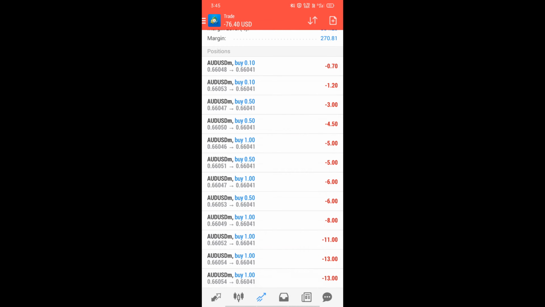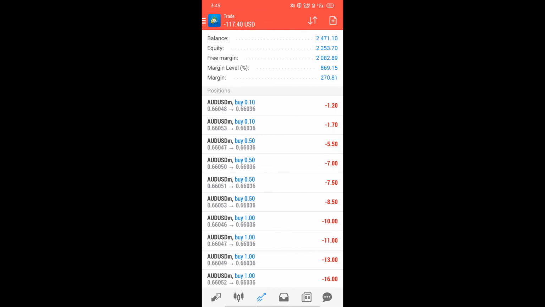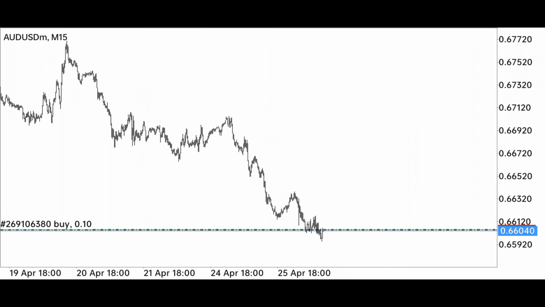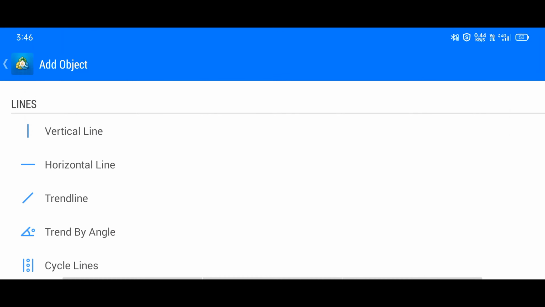This is our account of $2,471. We applied buying trade here because the market is forming a reverse pattern. So the market can go up here. The strong trend of the market is the downtrend. Let me explain to you the reason of buying.